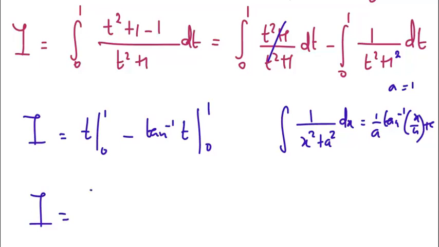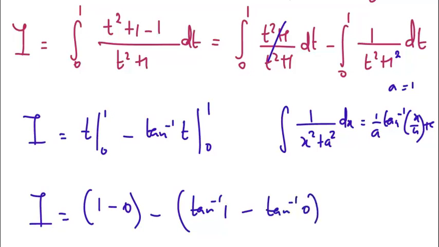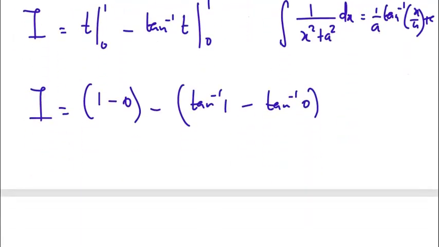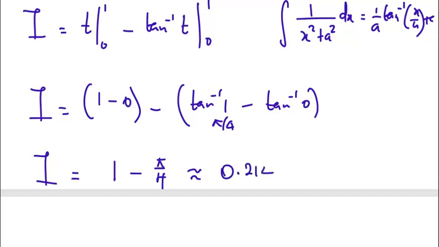So here I is equal to, take the upper limit 1 minus the lower limit 0, then minus, take the upper limit inverse tangent of 1 minus the lower limit inverse tangent of 0. From here, we finally get our solution. 1 minus 0 is 1, minus, so the inverse tangent of 1 is pi over 4. Inverse tangent of 0 is 0. Here we have our solution, which is 1 minus pi over 4, which is approximately equal to 0.2146. And here we have our solution.